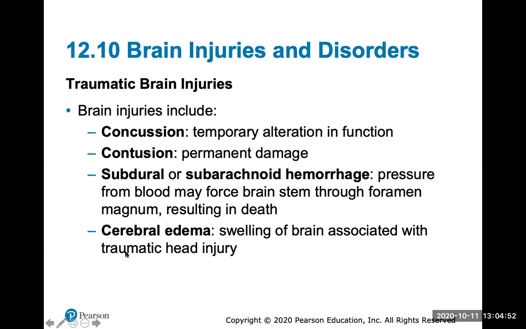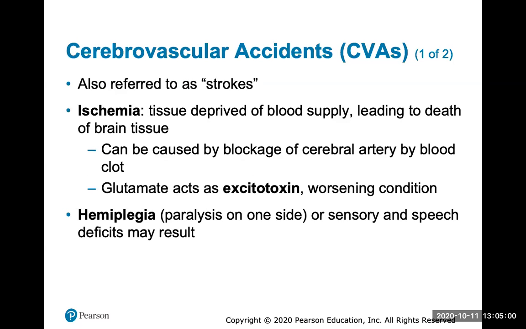And then the cerebral edema. The word edema means swelling. So this is just swelling of the brain, usually due to some sort of brain injury. Cerebrovascular accidents are also known as strokes. Ischemia is when the tissue is deprived of blood supply, leading to death of the brain tissue. And that's usually because if you don't have blood supply, you don't have oxygen getting to that part of the brain. If a cerebral artery is blocked due to a blood clot, glutamate will act as an exotoxin, which will actually worsen the condition.